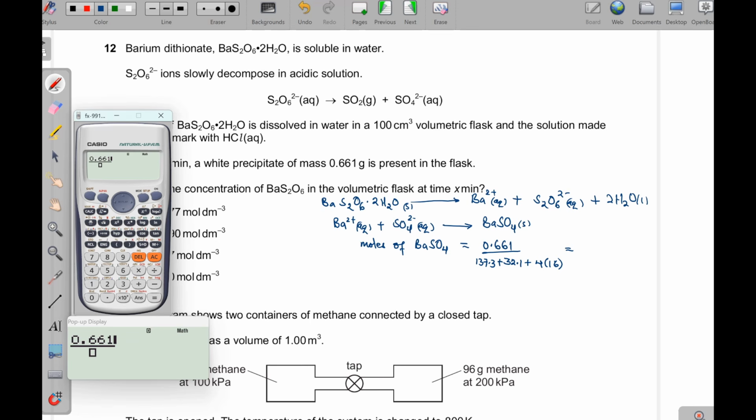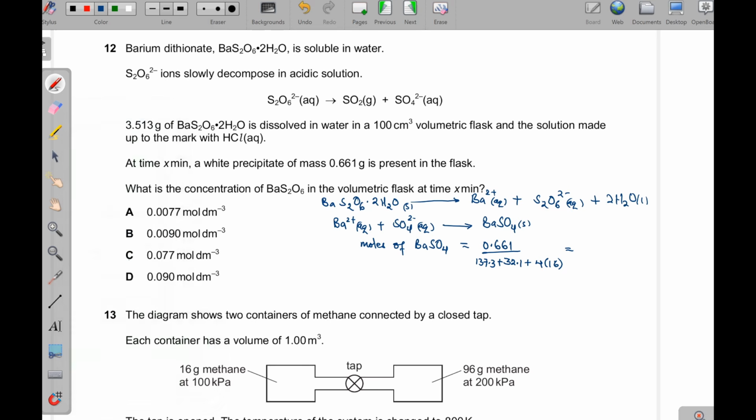0.661, then we divide by 137.3 plus 32.1 plus 4 into 16. And this one will give us 2.832 times 10 to power negative 3 moles. These ones here are going to be the same moles for the barium ions, because the reaction mole ratio is 1 to 1. Are we there? It is 1 to 1.